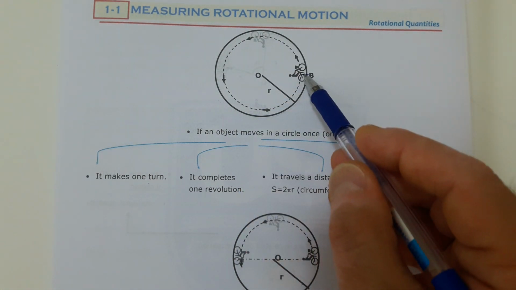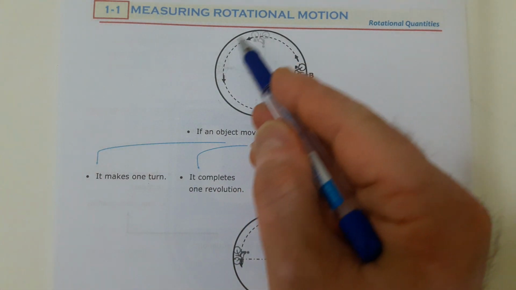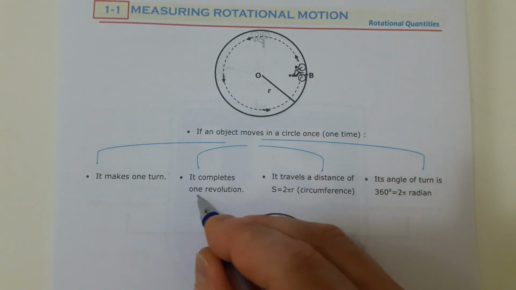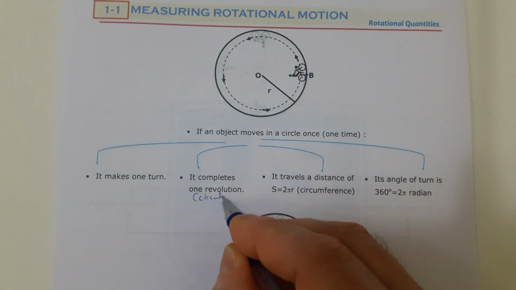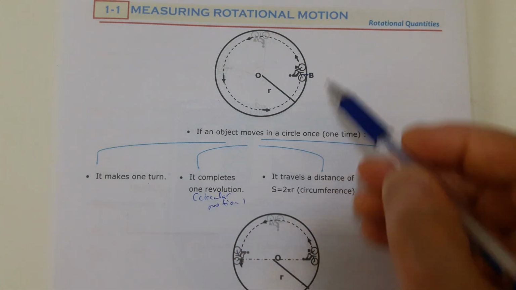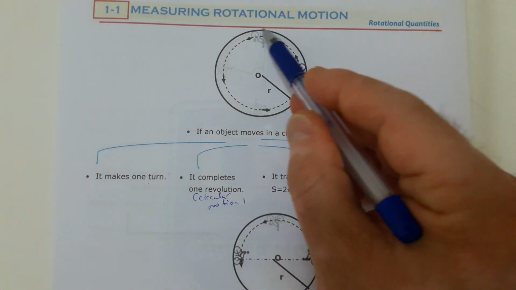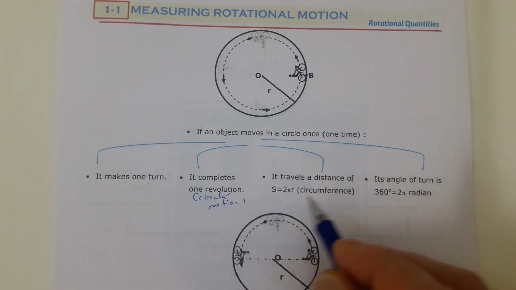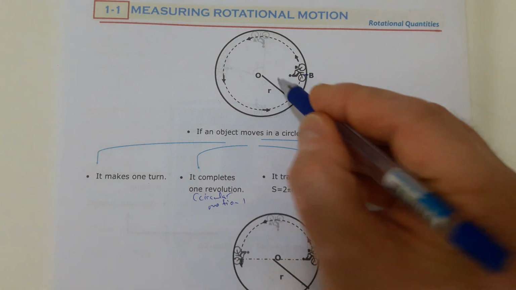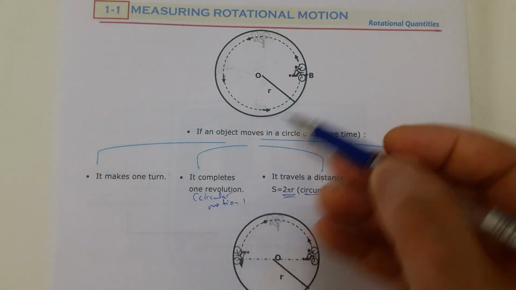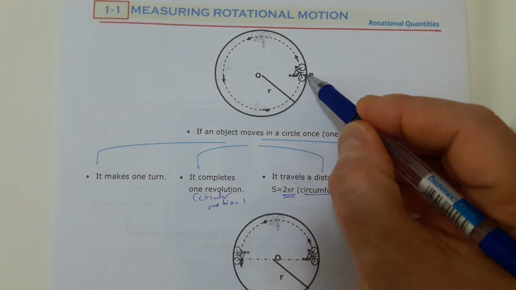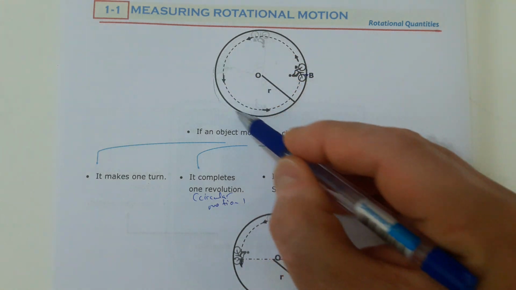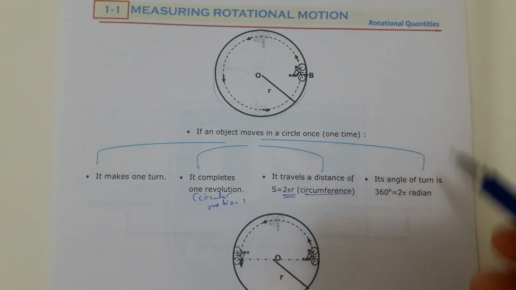One turn. It completes one revolution. It's about the circular motion, don't forget. Circular motion, one revolution. So then the bicyclist travels a distance which is equal to the circumference. A circumference is equal to what? 2 pi r, of course. So this bicycle moves a distance of 2 pi r in one turn.